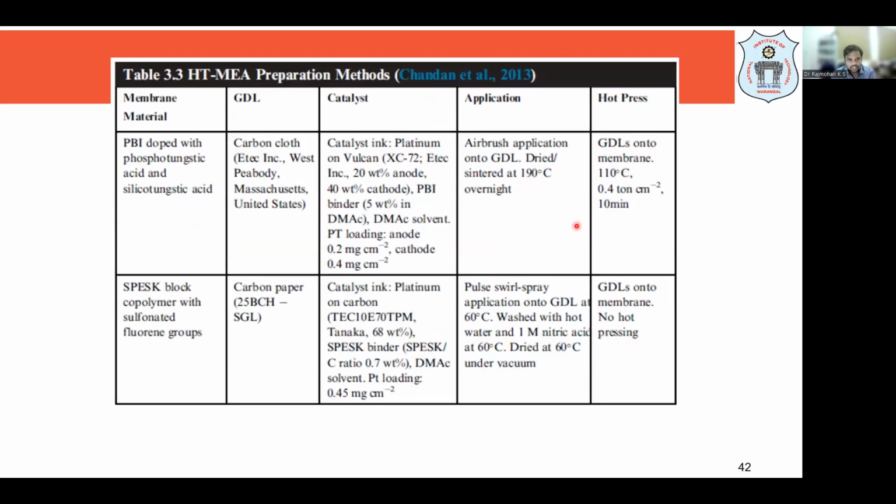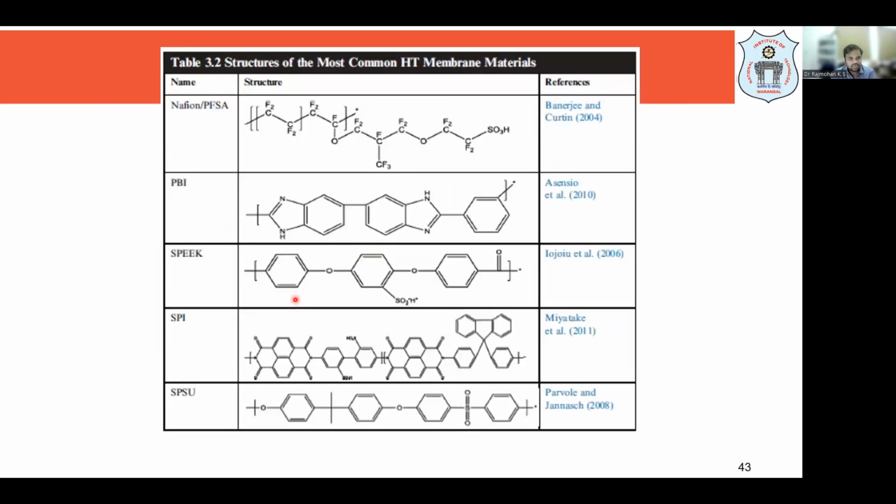Okay, so for each one there are different preparation methods. You can see in this table where PBI doped with phosphotungstic acid and silicotungstic acid has been prepared on a gas diffusion layer using carbon cloth, where they prepared the catalyst, platinum on Vulcan carbon, 28% on the anode and 48% on the cathode side. Then they used PBI binder and DMA solvent. That way they used it for different conditions, and the hot press method used has been reported here. Okay, please refer to this also.